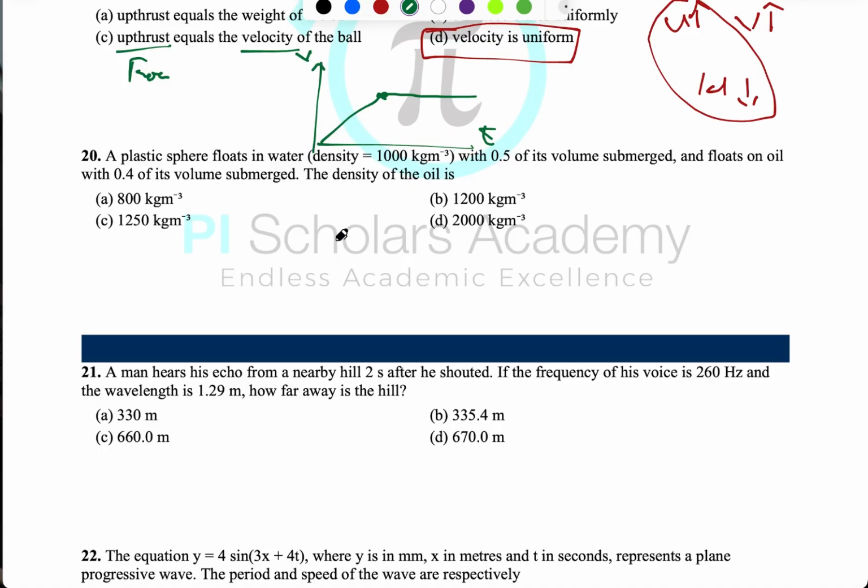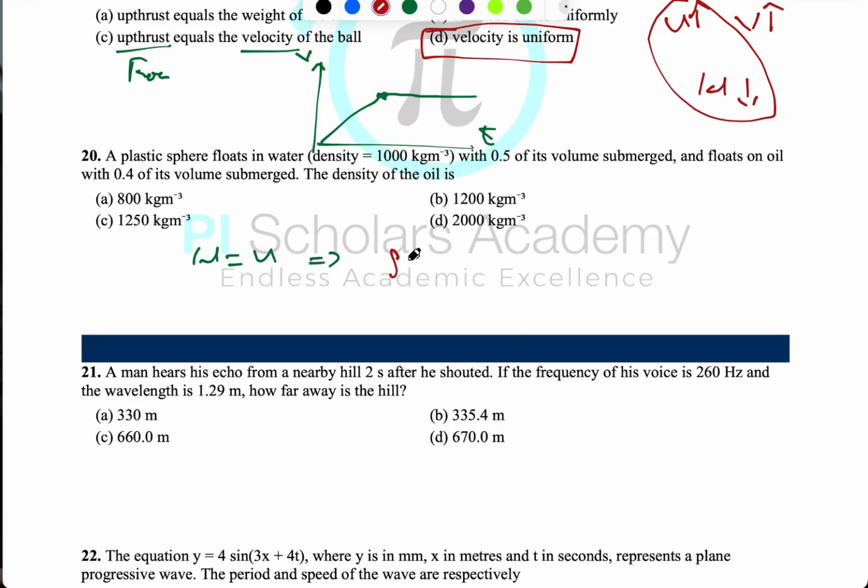One thing you should know is that for flotation to happen, the weight of the object must be equal to the upthrust. So if it is floating in both liquids, it's going to have the same value of upthrust. Just that what is causing this upthrust is going to be different. Since the actual weight of the body must be equal to the upthrust, the upthrust is always constant, no matter what liquid. The only difference is the volume that they will be submerging.